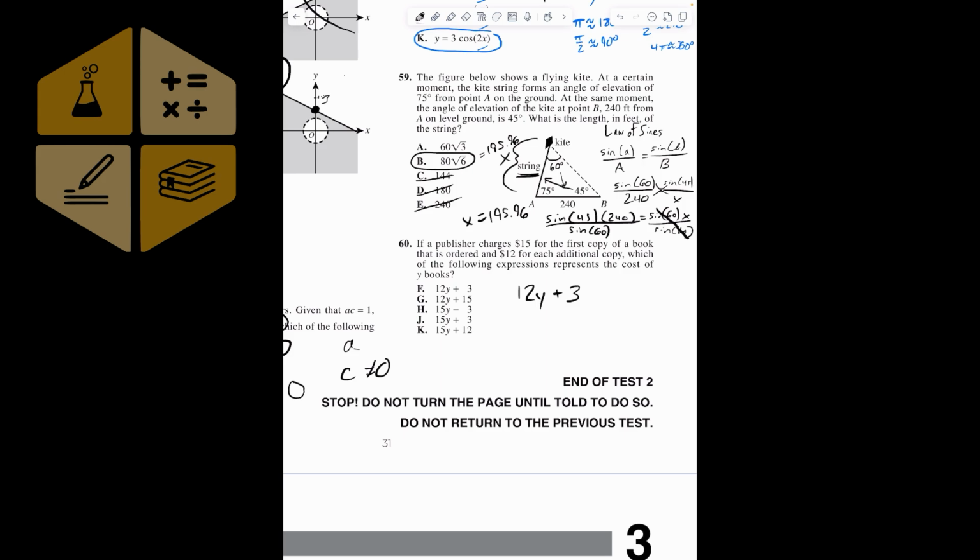So think of it like this. If I order one book, the first book's going to cost 15. So if I plug in Y is 1, that's 12 plus 3, or 15. If Y is 3, let's say we order 3 books. If I'm thinking about it in my head, I'm going to pay 15 and 12 and 12. That's going to be $39 if I buy 3 books. Well, let's plug in Y equals 3. It's going to be 12 times 3 plus 3, which is 36, plus 3, which is 39. So no matter what Y equals, that's going to be the proper amount. That's how I know number 60 is F, 12Y plus 3.